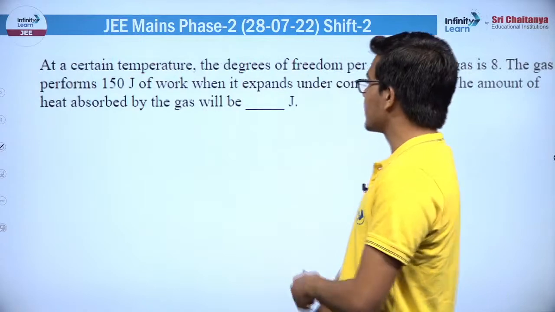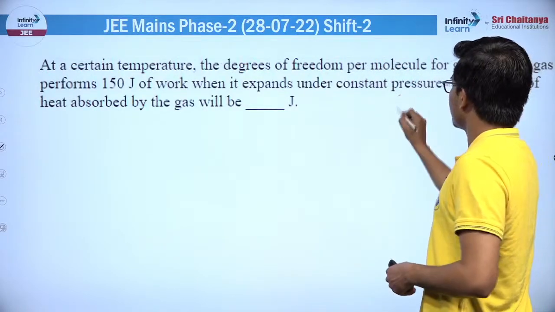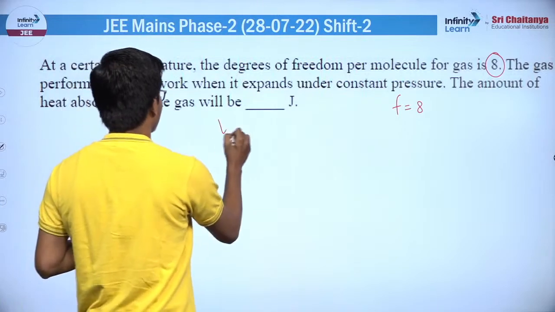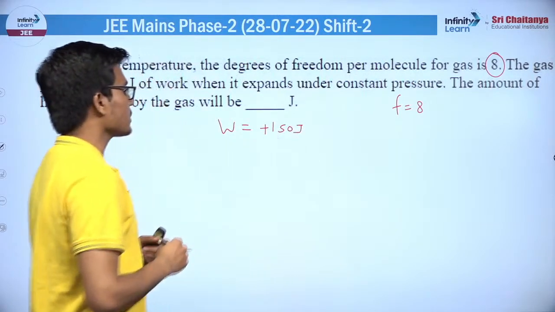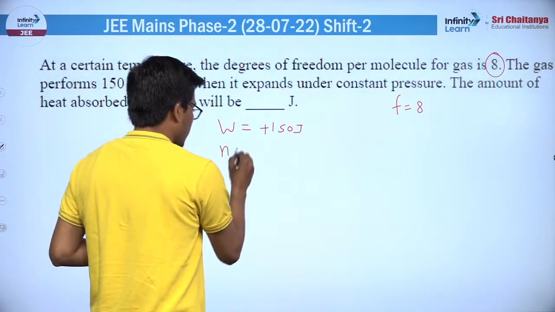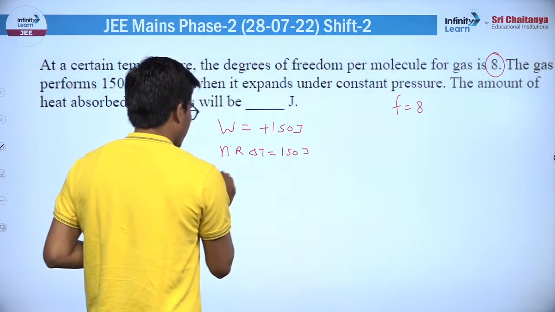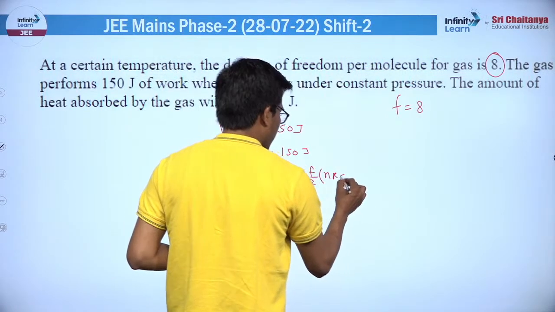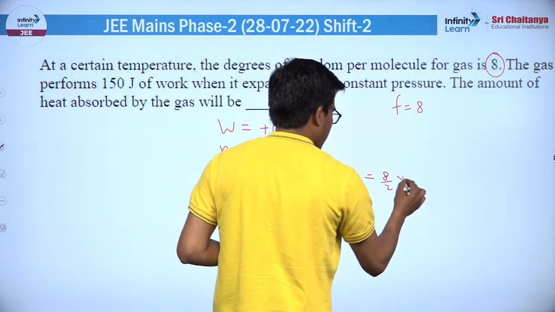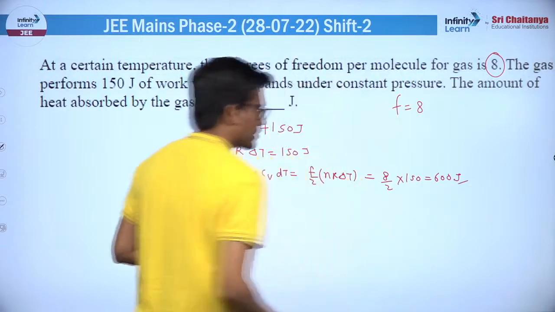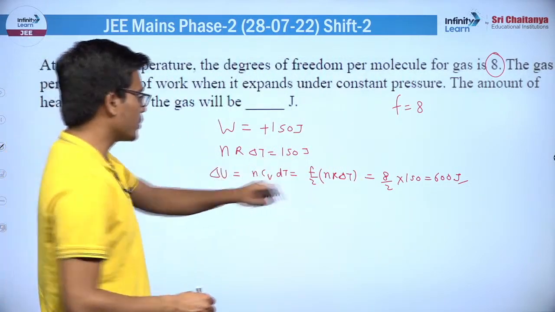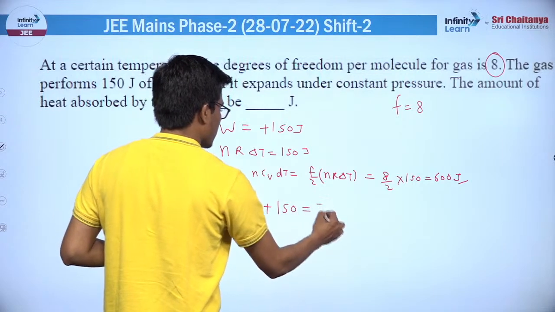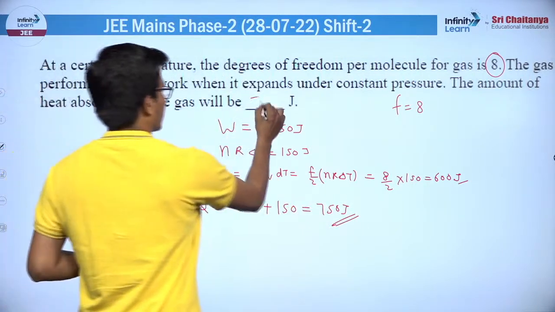Moving to the next question, at a certain temperature the degree of freedom per molecule for the gas is 8. Degree of freedom is given to you, 8. The gas performs 150 joule of work when it expands, means work done is positive, that is 150 joule, under constant pressure. Oh, constant pressure, you can write the work done as nR delta T, and if you want to find the change in internal energy, it is nCv dT. Cv is f by 2 R, means nR dT, and this value is 150, f is 8, so you can find internal energy change is 600 joule. So if you know the work and the internal energy, the amount of heat by the first law is Q equals U plus W, U is this, W is this, 750 joule should be my final answer.